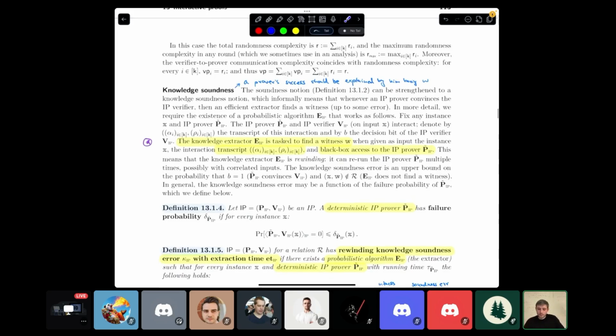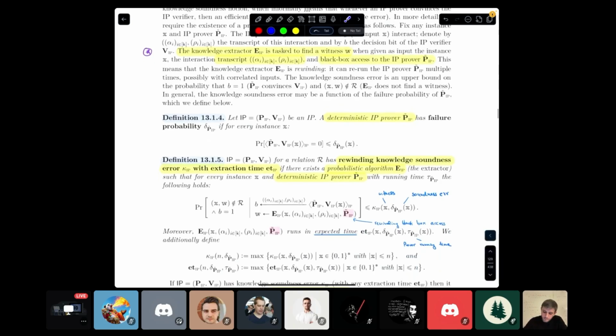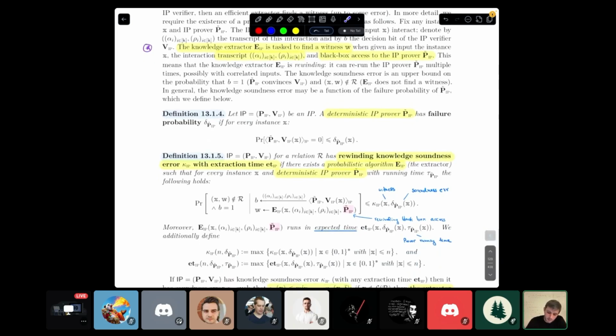And this extractor is going to have access to an interaction transcript, and it's going to have black box access to the prover. Because if it wasn't black box, maybe the extractor could see the witness. So for the specific definition of an extractor algorithm, let's define the failure probability of some prover strategy.